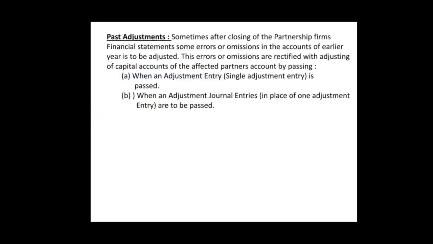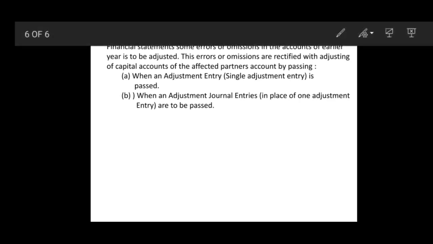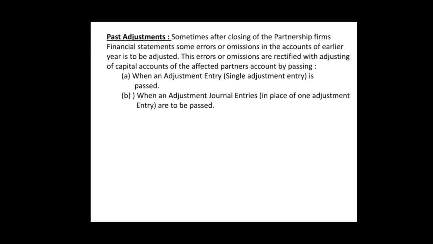And the last part of this chapter is past adjustment. Sometimes after closing of the partnership firm's financial statements, some errors or omissions in the accounts of an earlier year have to be adjusted. So in this, some adjustments can be done with a single entry, or some adjustments can be done with one or more adjustments. So this is the past adjustments pattern which we will learn when the sums come. So that ends the theory part of the partnership firm.